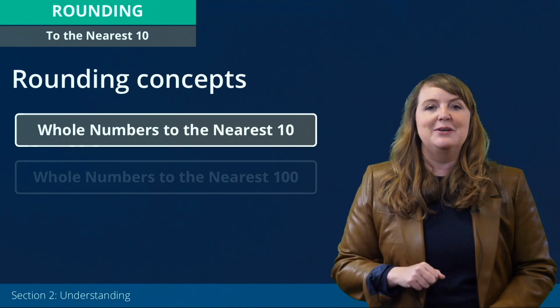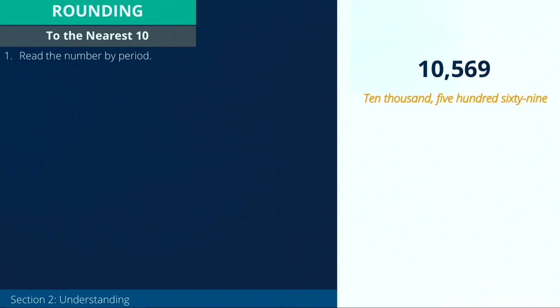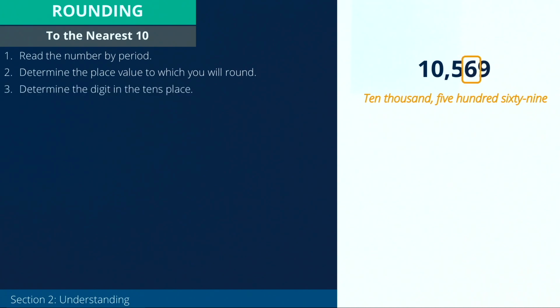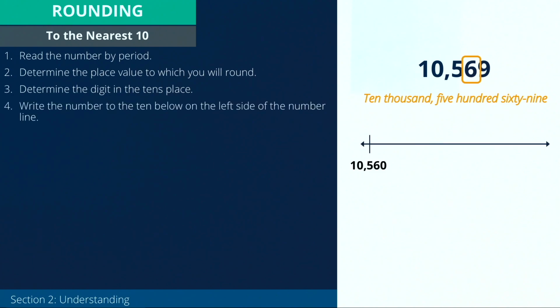Let's go ahead and get started with rounding to the nearest 10. When we ask students to round to the nearest 10, we ask them to do the following. First, we want them to read the number by period. So here this number is 10,569. Then we want them to determine the place value to which they will round. In this example, we would ask students to round to the tens place. And then we want to determine the digit in the tens place. So here the digit is 6 or 60.